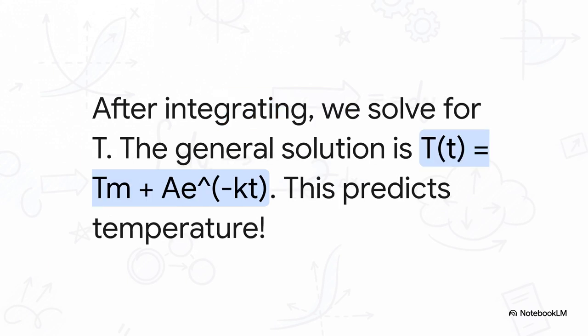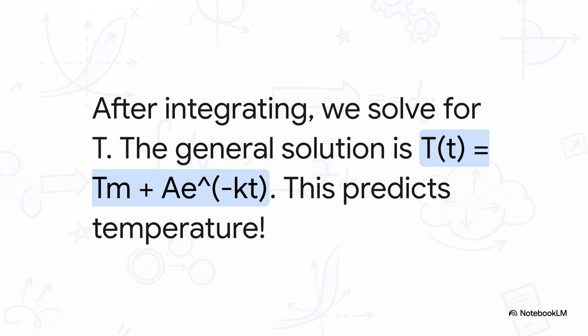So after we apply the rules of integration, and then use some algebra for step 3, we get this. And this is absolutely incredible. Look at what we've done. We started with an equation about a rate of change, and now we have a formula, T of t, that will directly tell us the temperature for any future time t we decide to plug in. We've actually built our crystal ball.